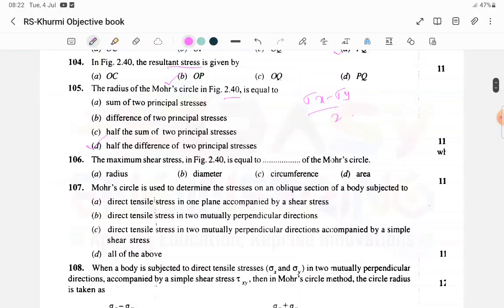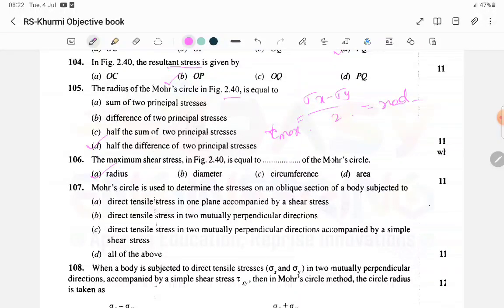The maximum shear stress is equal to... so maximum shear stress is being asked. So how much is the maximum shear stress? This is the maximum shear stress. So basically, it's the radius.